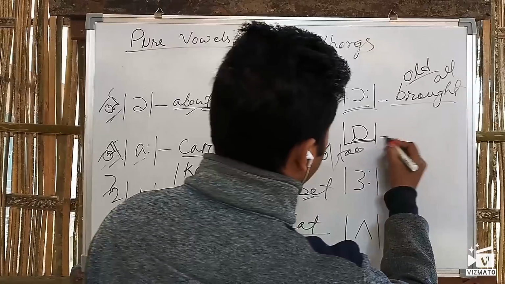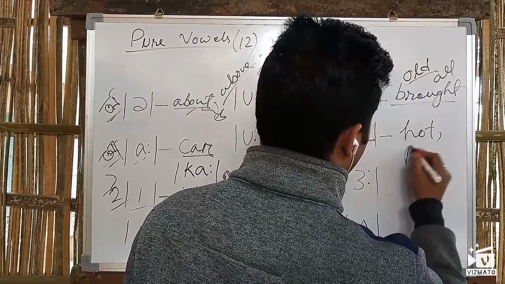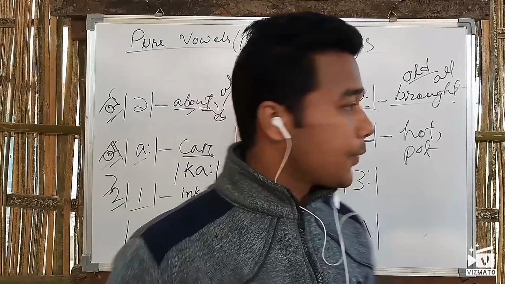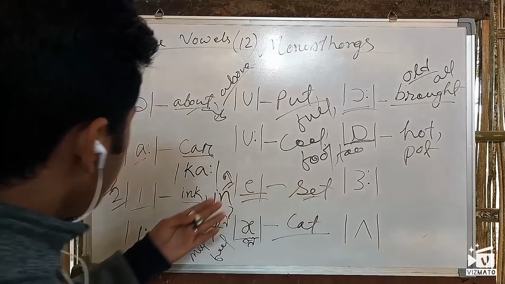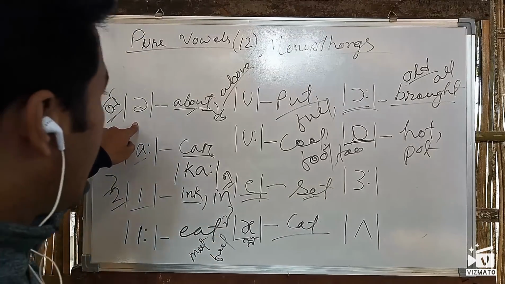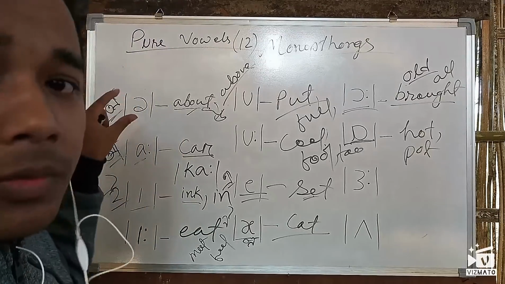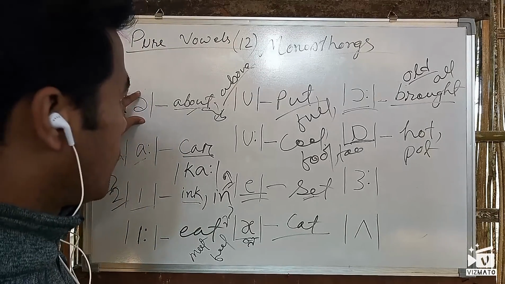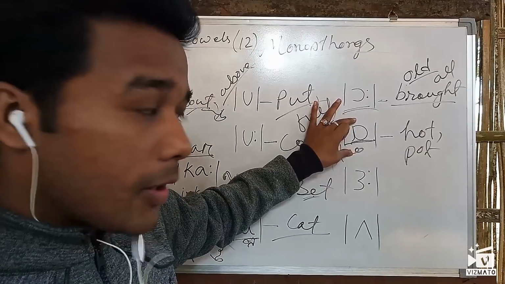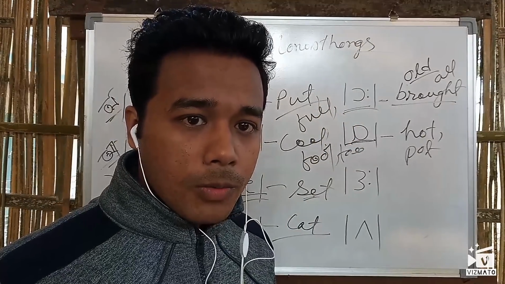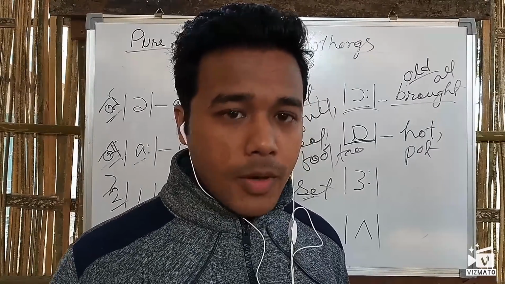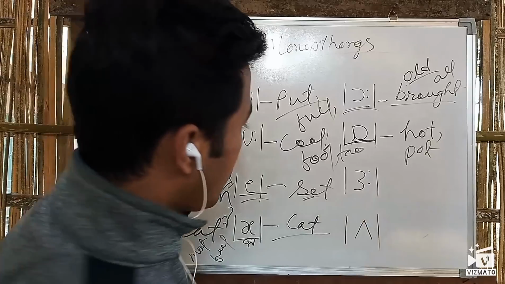This could be found in the word like hot, pot, awesome. So this sound is the shortest sound in linguistics. It is almost similar to awesome, but longer, as in hot, pot, right? Next we have sound or.